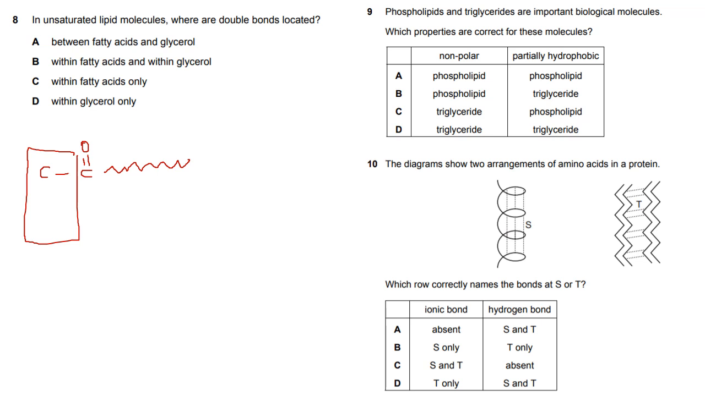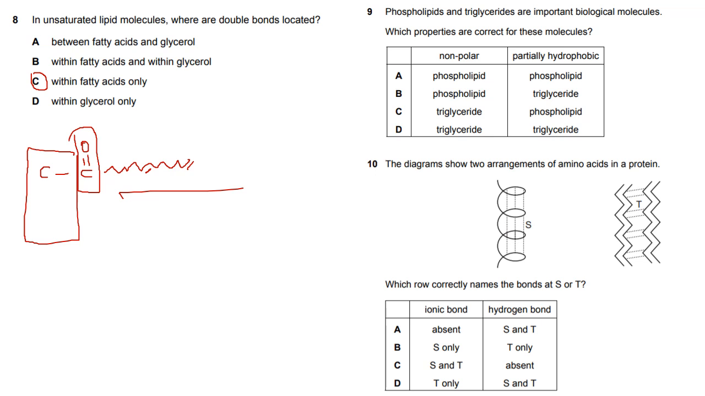Your double bonds are typically located within the fatty acid chains themselves. You don't count this bond over here as part of the double bond. This is part of the carboxylic group. So you don't necessarily count it as one of the double bonds. You only count the ones within the hydrocarbon chain. So the answer here should be C, within fatty acids only.